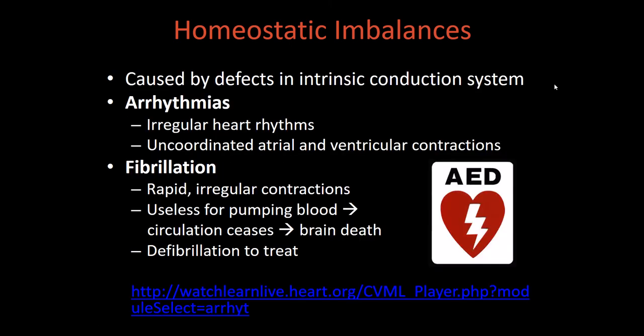So typically this means that if we have problems in the intrinsic conduction system, then the contraction of both the atria and the ventricles is not going to occur in a very coordinated fashion. And if arrhythmias get too bad, we can get into a situation called fibrillation, which is this really, really rapid, screwy, irregular contraction process. And it can occur in both the atria or the ventricles. If it occurs in the atria, it means the atria aren't contracting as a unit.